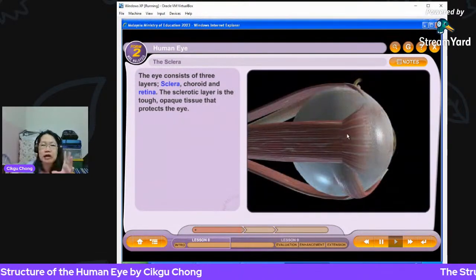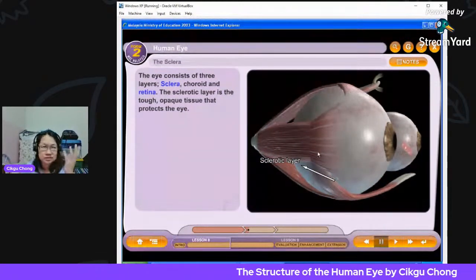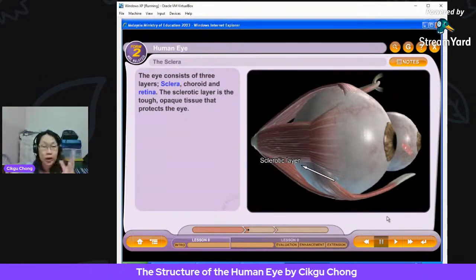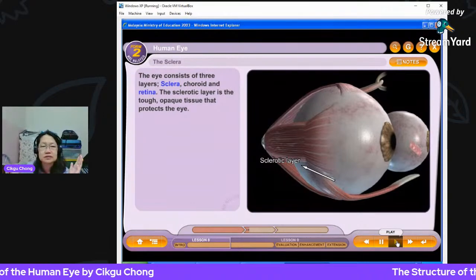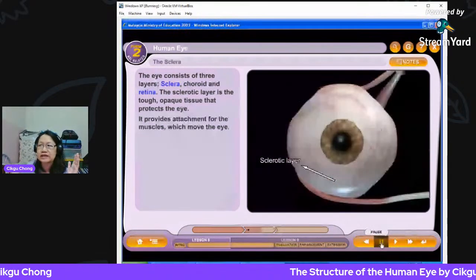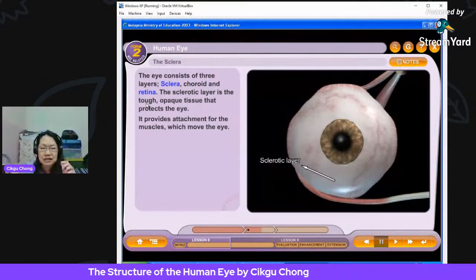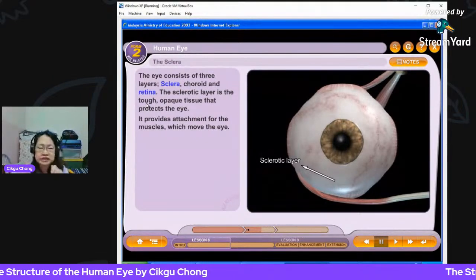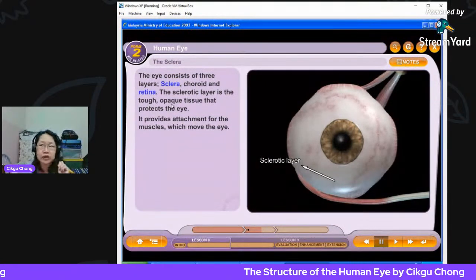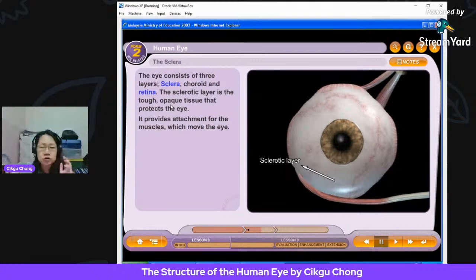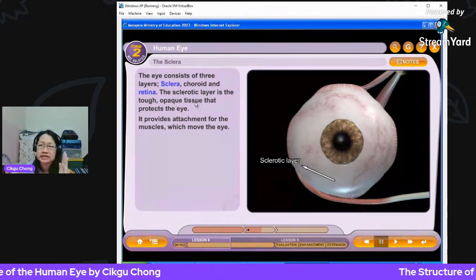Okay, the outermost layer is the sclera. Now you can see here, this is the sclera. As you see on the whole eyeball, this white or bluish layer is actually the sclera. All right. Let's look at some words here. Tough means it's not so thin. It's not so easy to tear. 没有这么容易. Opaque means 不透明, that the light cannot go through. It doesn't allow light through. It's a tissue that protects the eye.